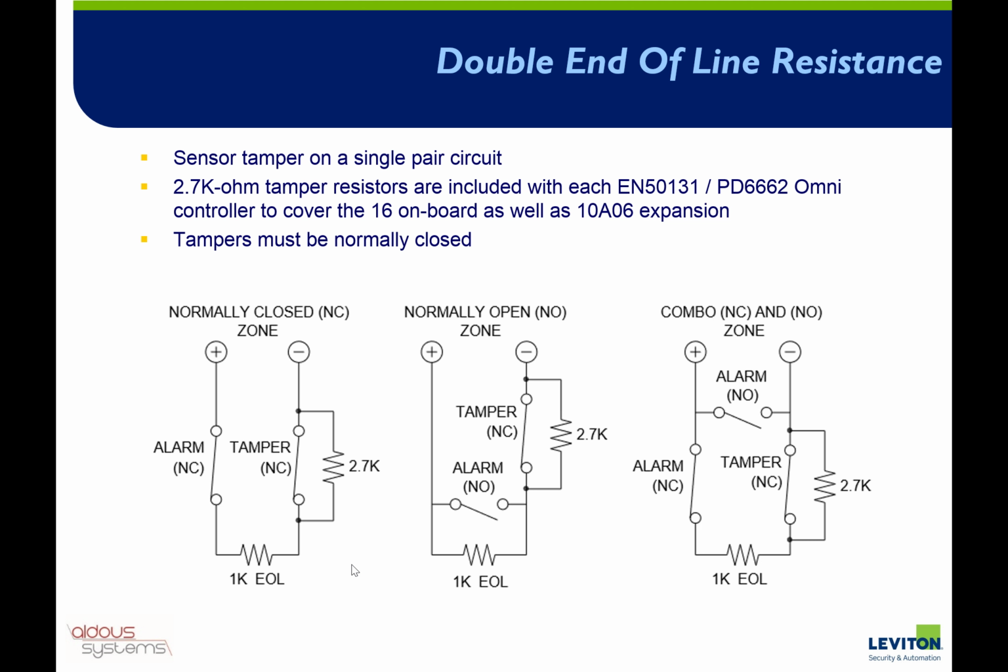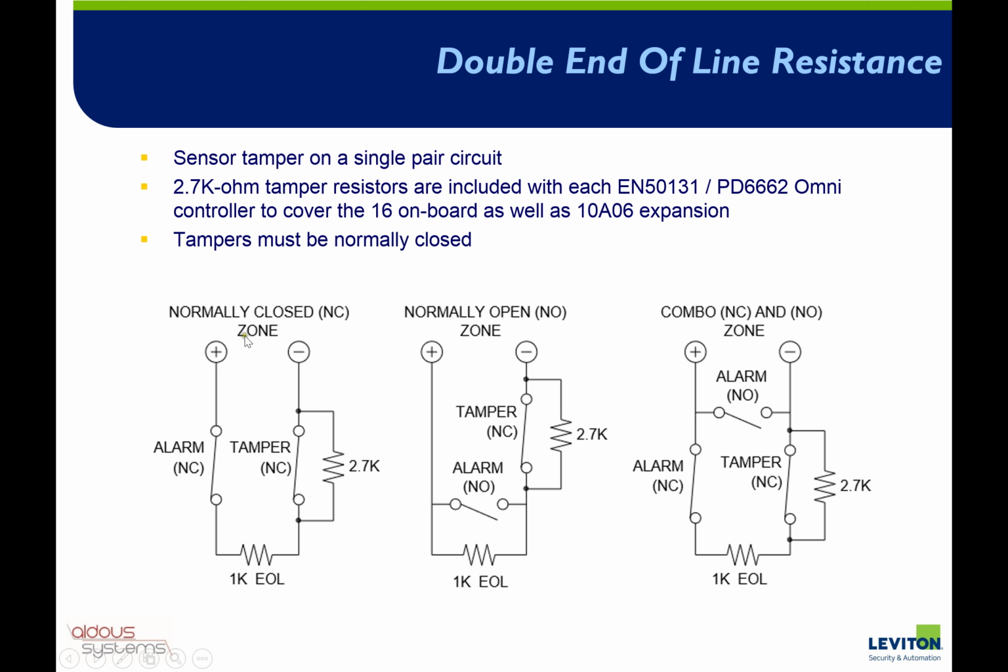So how do we handle that and distinguish between those different signals? That's where we have a tamper resistor as well as the end-of-line resistor. So in summary, if the controller sees no impedance or infinite impedance, it's alarm. If it sees 1k ohm, it's secure. And if it sees 3.7k ohms, it's tamper.